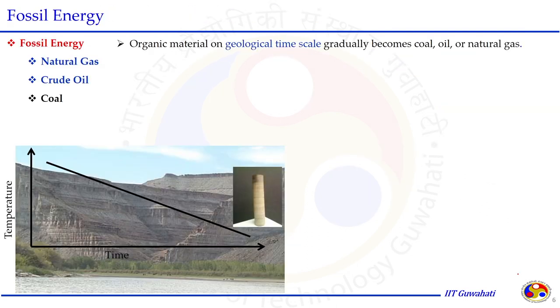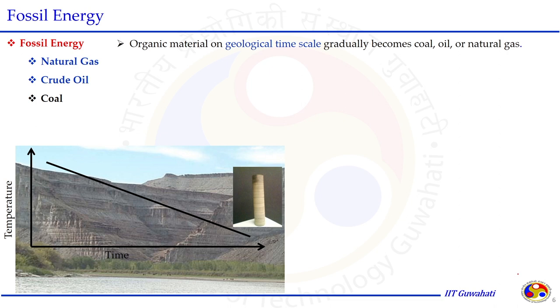With this background, I would like to brief you about how these petroleum fluids are produced underneath the surface. So the petroleum products like natural gas and crude oil come under fossil energy. Fossil energy includes natural gas, crude oil and coal. The basic theory says the organic matter on the geological time scale gradually becomes coal, oil or natural gas.